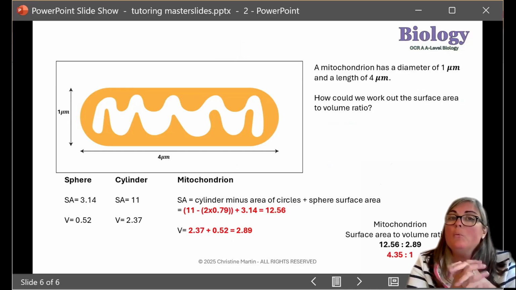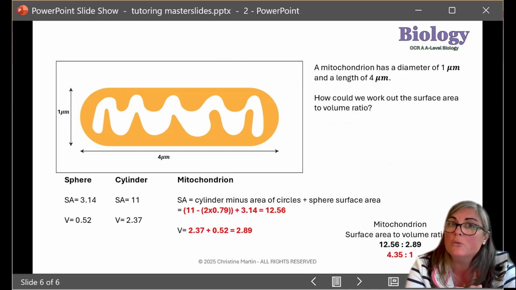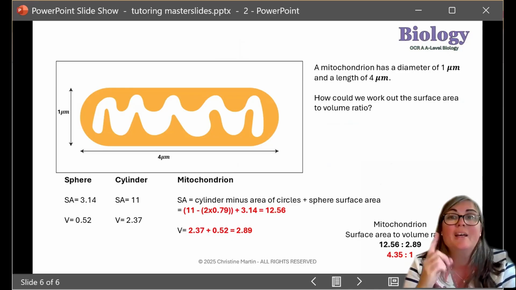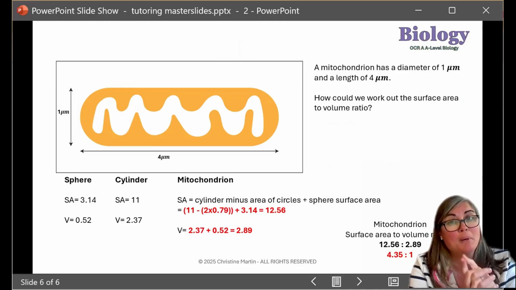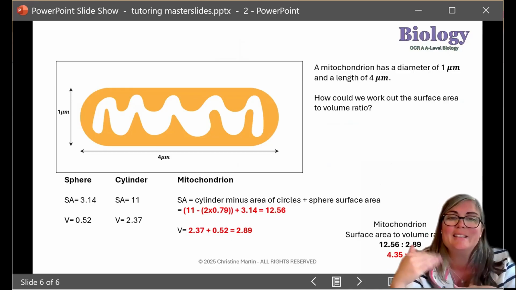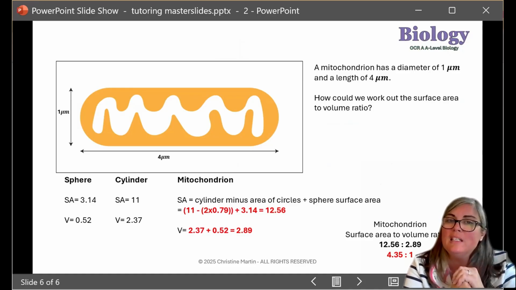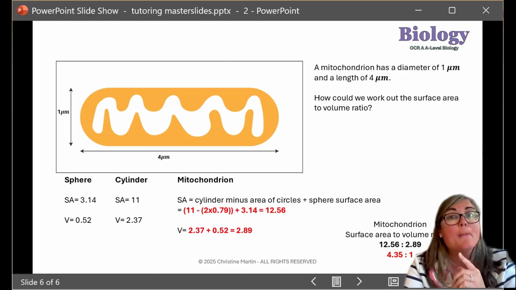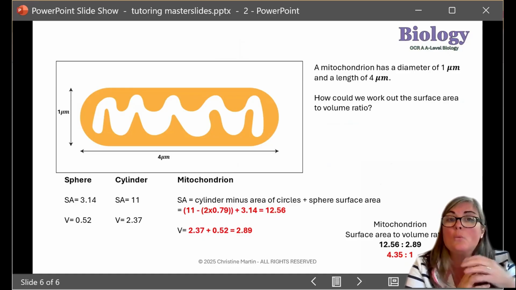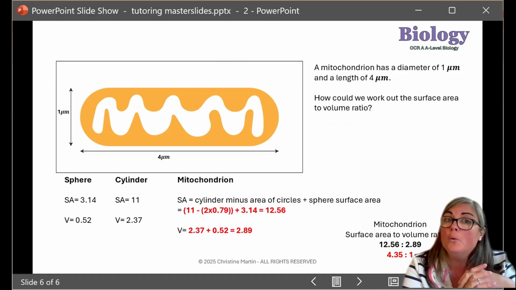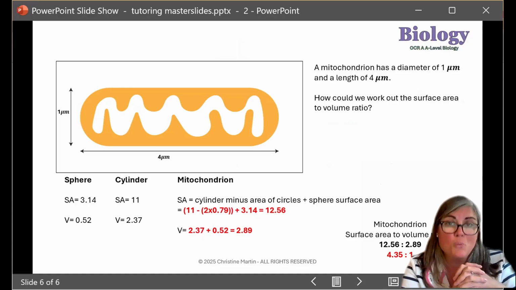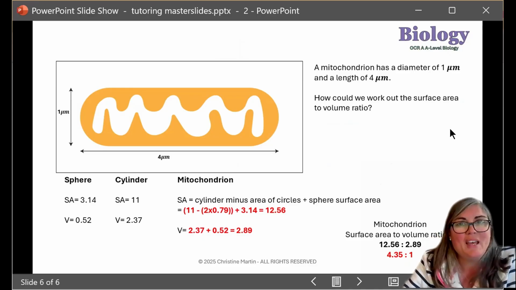So now we know what our surface area to volume ratio should be. And remember, whenever we're working out a surface area to volume ratio, you always want to get the volume down to 1. 2.89 by itself, 2.89 to give you 1. Therefore, you would need to divide the 12.56 by the 2.89, which would give us an answer of 4.3521. I hope you found that helpful.